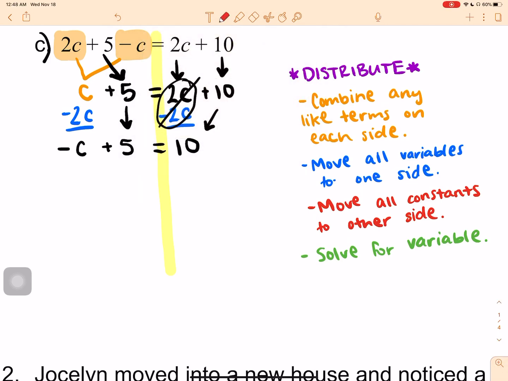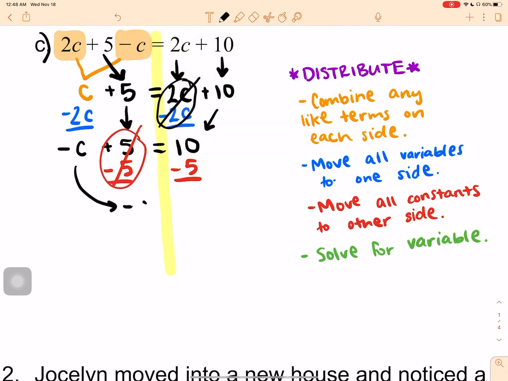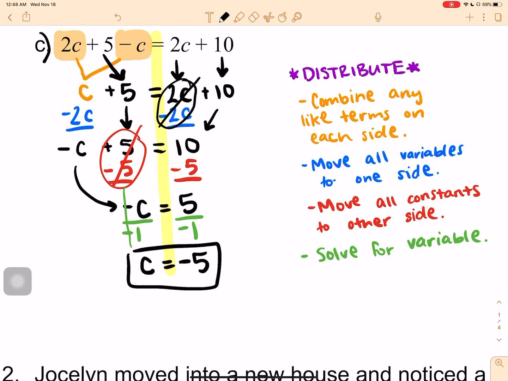Now it says move all constants to the other side, so I'm going to subtract the 5 here to undo that. Okay, these two cancel out. On the left-hand side, I'm only left with the negative c, and then 10 minus 5 is positive 5. But the variable is not completely by itself yet. We technically have a negative 1 out in front there. So I'm going to divide both sides by negative 1 in order to make this negative be gone. I want that to be a positive c. So positive c equals 5 divided by negative 1 is negative 5. So this would be your solution there.